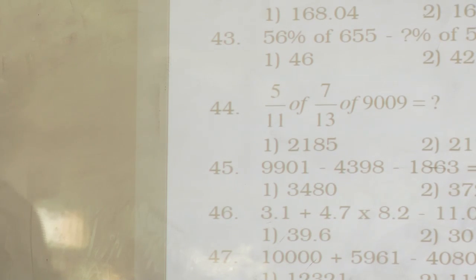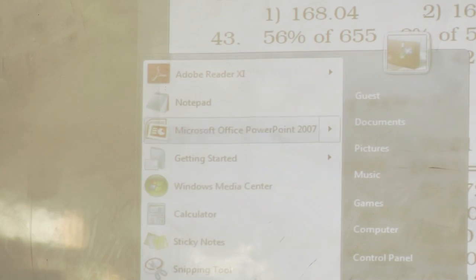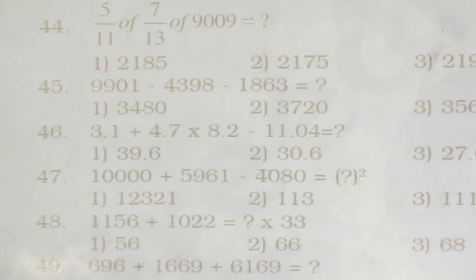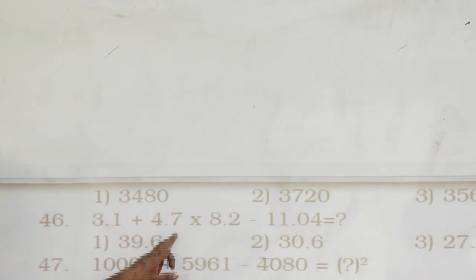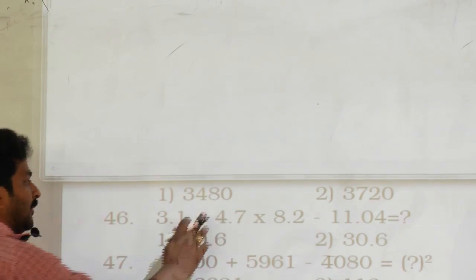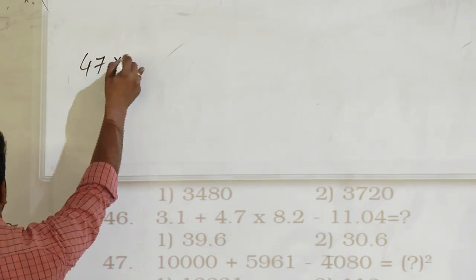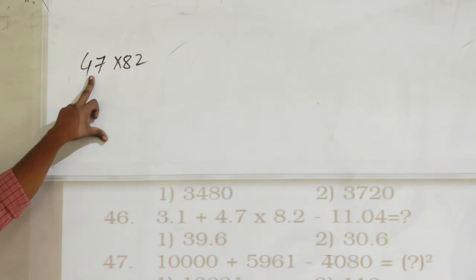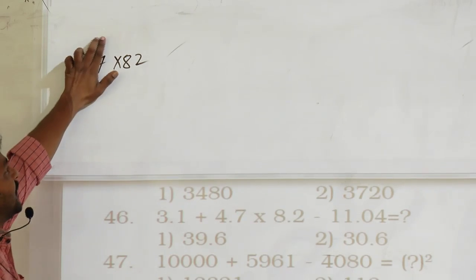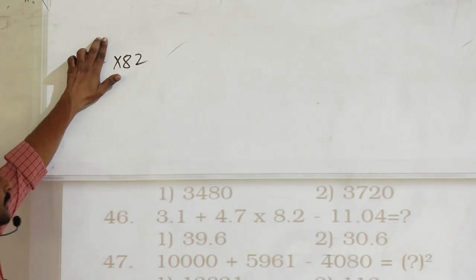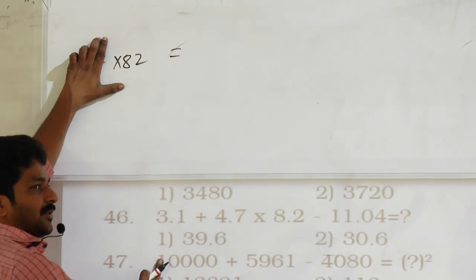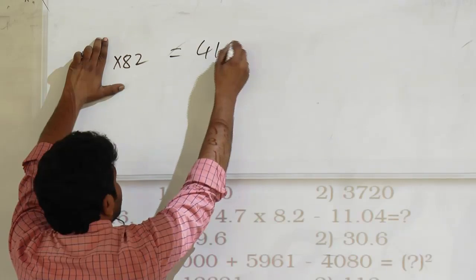Next. 3.1 plus 4.7 into 8.2. I think first of all you need to complete this part. Let's treat this number as 47 into 88. Later you can use decimal. Let's treat this number as 50 minus 3 times. 50 times of this number, 100 times and half. 100 times of this number is 8,200. Half of that is 4,100.